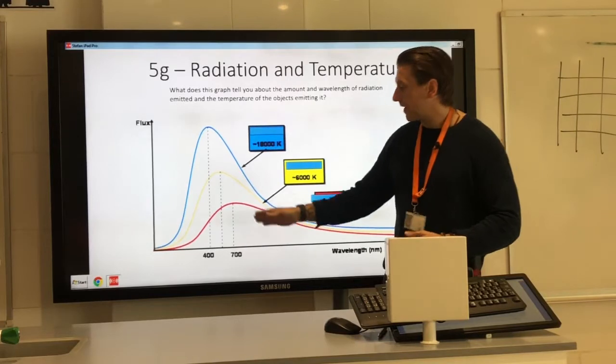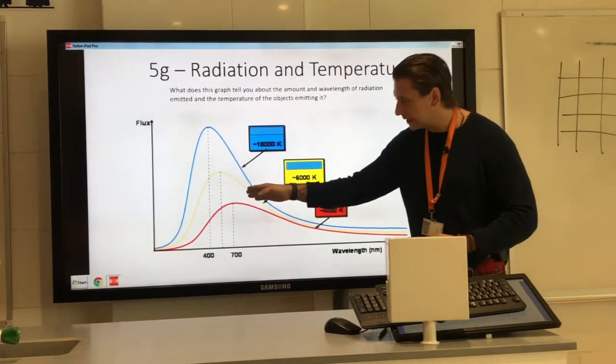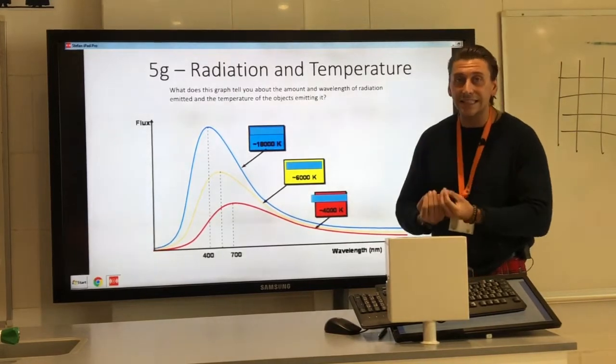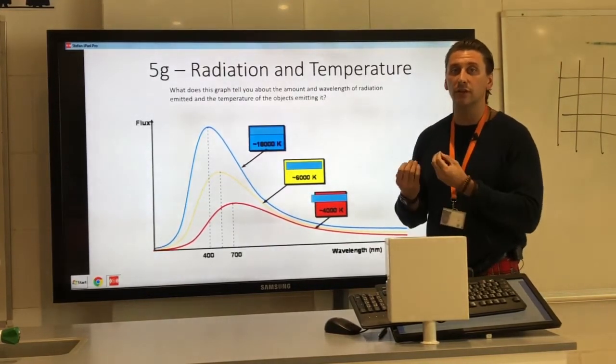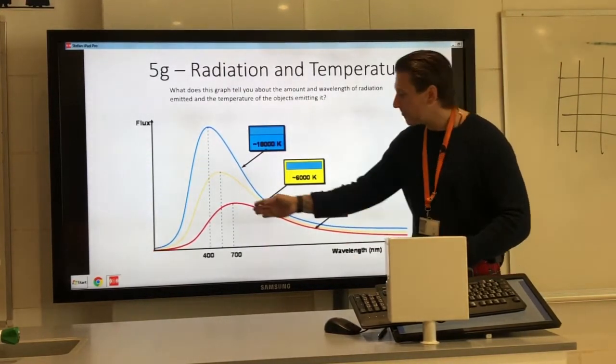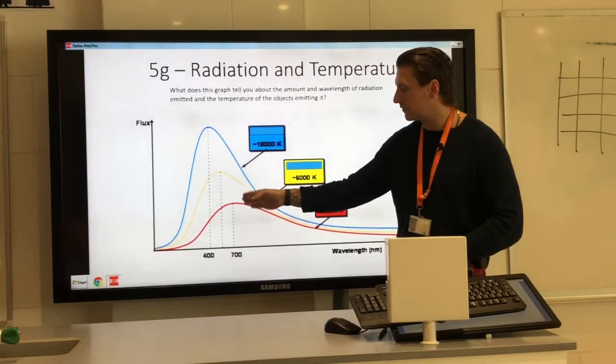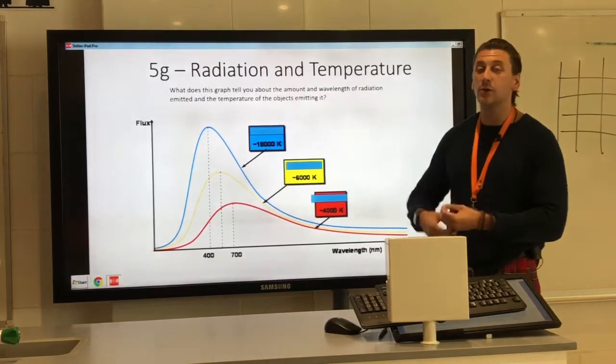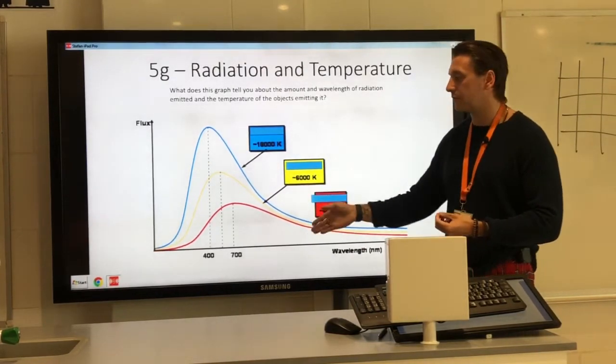And then looking finally at the red one, again this peak is the lowest peak, so the red line actually emits the least intense radiation or the least amount of radiation, and the peak for this specific curve, the wavelength at this peak, is 700 nanometers, which is the longest wavelength of all 3.